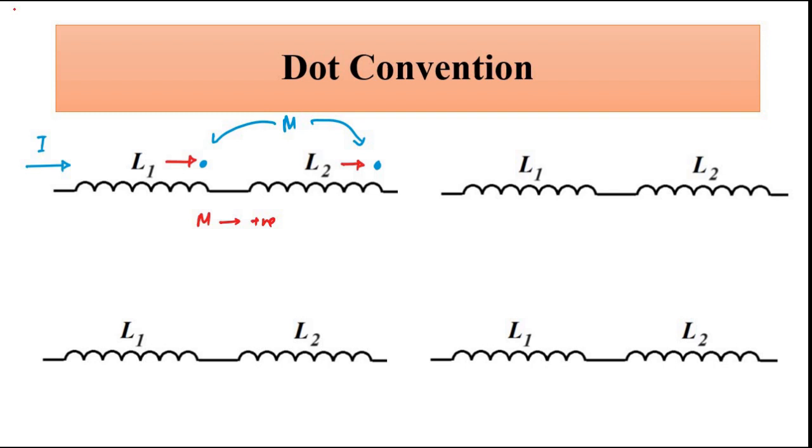Okay, M will be positive. Let's say we use another notation. So here, let's say the dot is placed here, and here also the dot is placed here. The direction of current flow is like this.